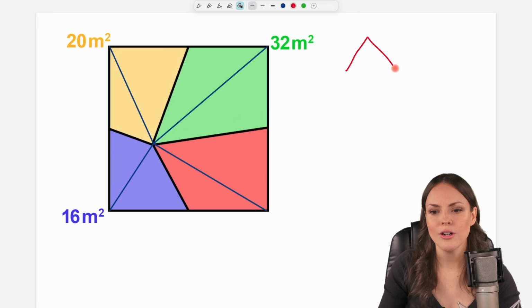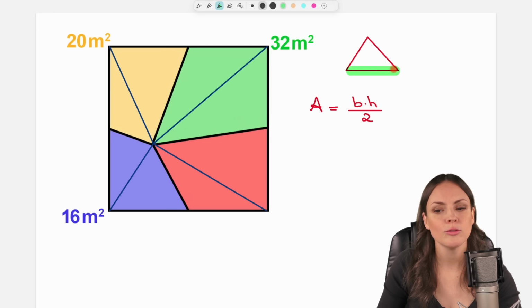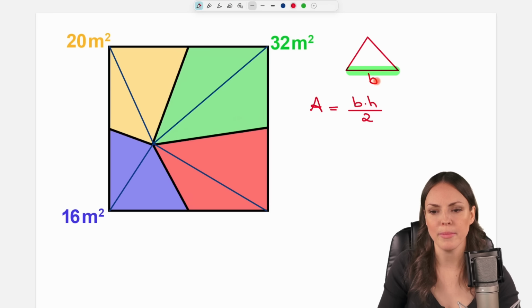Because for a triangle, there is a formula how to find the area. It is base times height over 2. And as a base, I can just pick any side of my triangle. So let's say this is my base. And the height is always perpendicular to my base and passes through the opposite point here. So this is perpendicular, passes through this point. So this is my height.